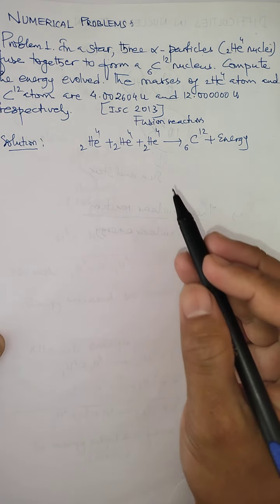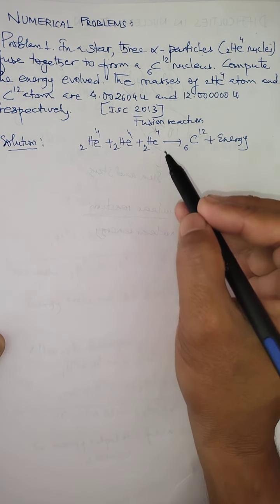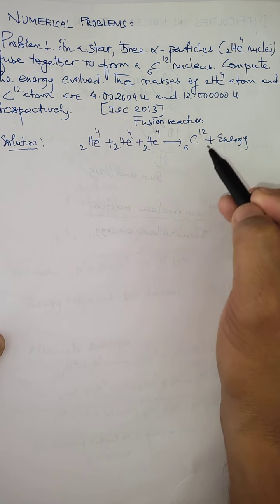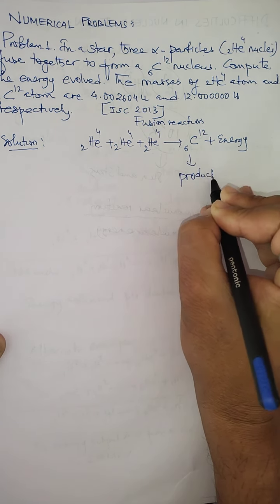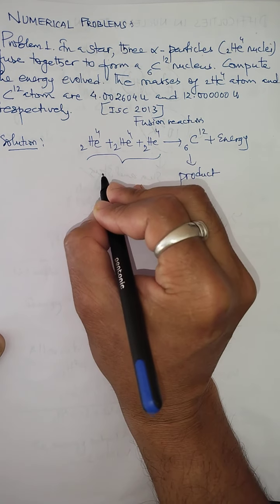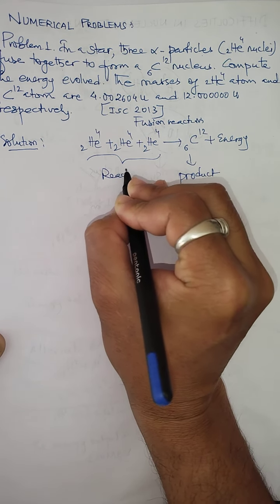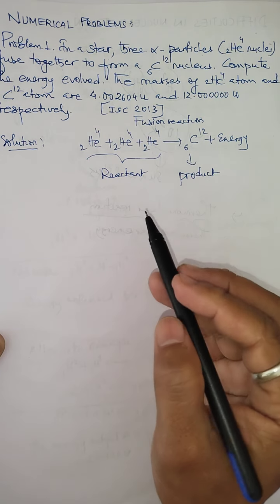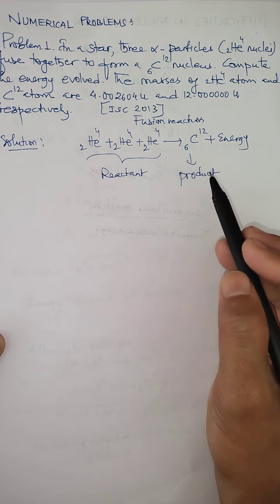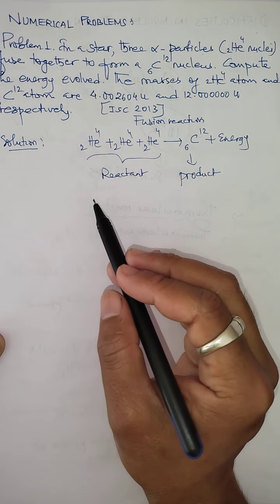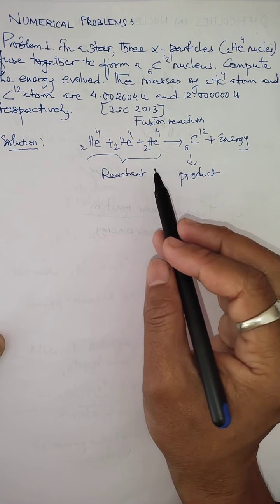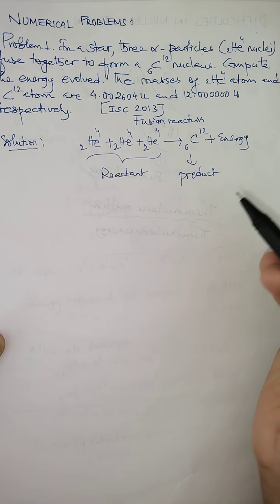The main reason that energy is evolved is this: the quantities on the left are called reactants, and the quantity formed is called the product. When we measure the mass of the reactants and the mass of the product, the mass of the product is always less than the mass of the reactants. So there is a loss in mass, and this loss in mass appears in the form of energy, as per Einstein's equation, and that energy we are going to calculate.